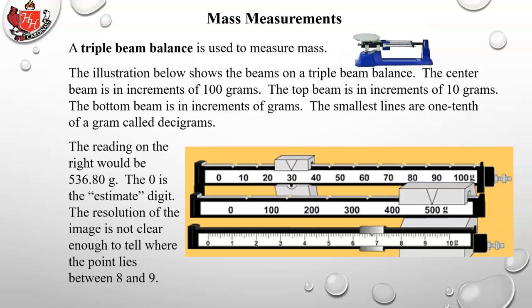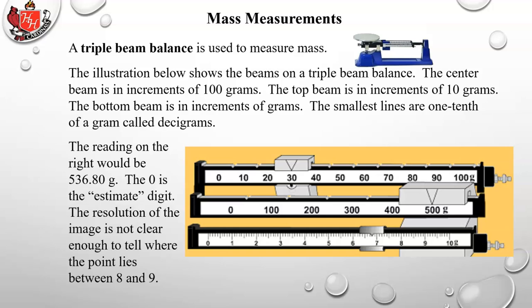So the reading on this scale, think about what you would say this reading is. Okay, so the reading would be 536.80. Let's look at it. You see the biggest weight is on 500. The one on top is on 30, that's 530. And then if you go down to the bottom, it's past 6, but it's not all the way to 7. So it's 536 definitely, and now you have a decimal point, and it looks like it's right on the 8.